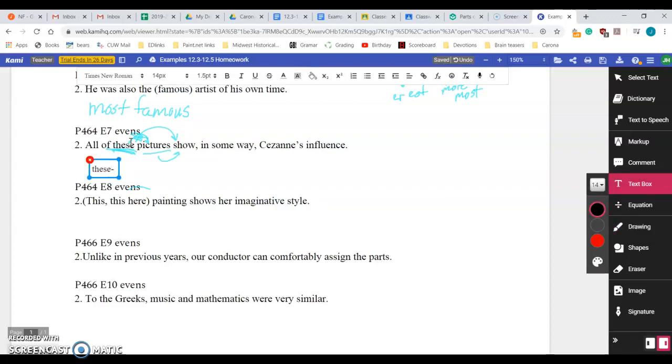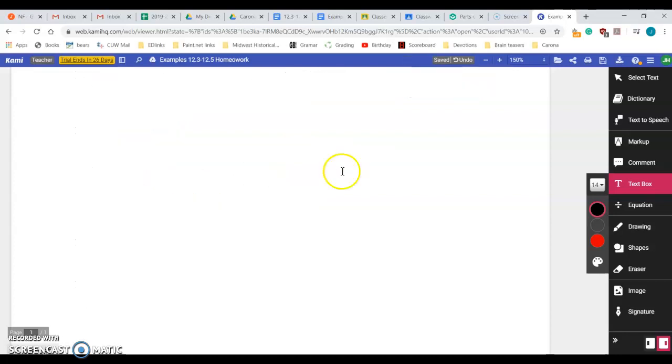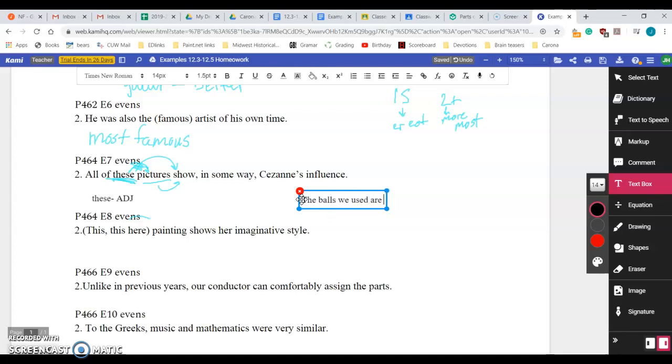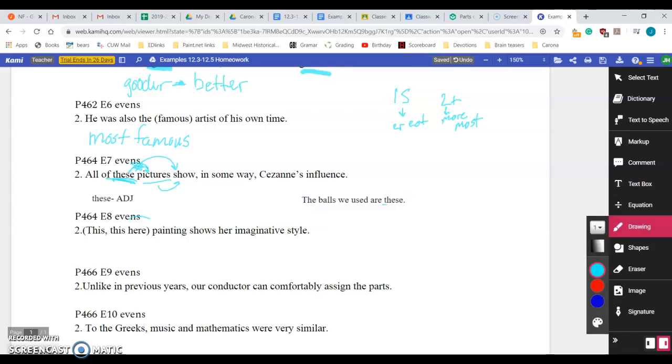And in this case, it is an adjective. Now, if you have a pronoun, it'll look something like this. It might be a sentence that says something like, let me write an example. The balls we used are these. In this case, if you look at the word these over here, these is standing alone. It doesn't have anything to describe after, so this would be a pronoun.